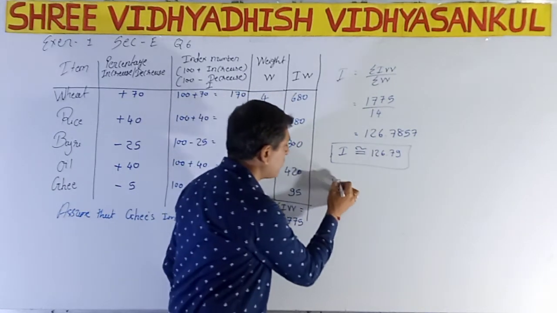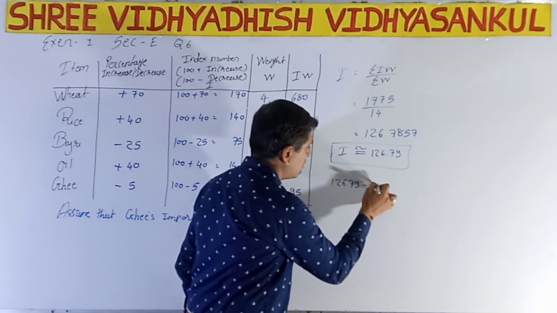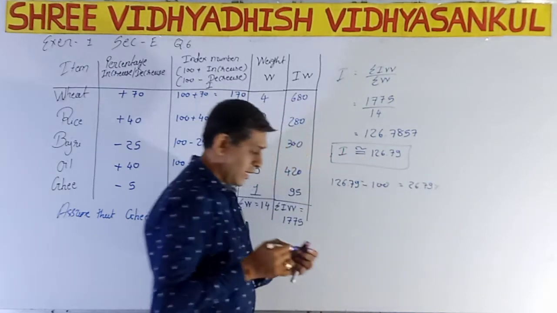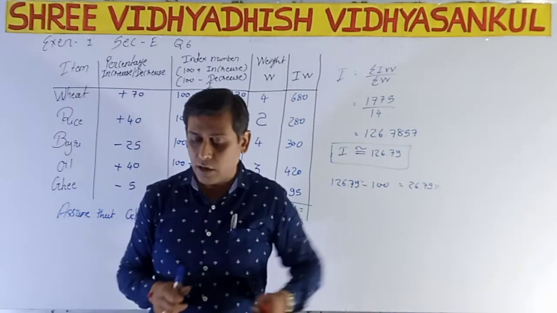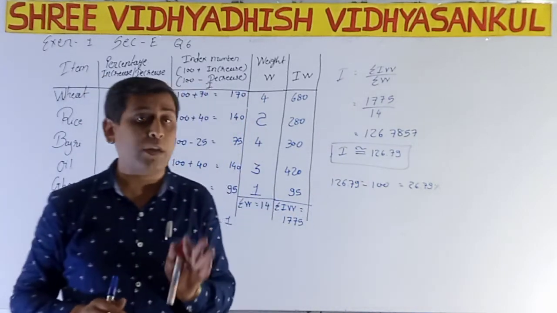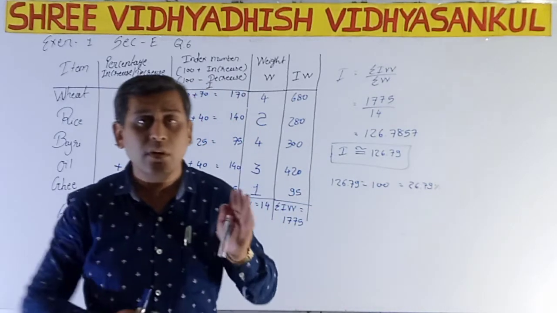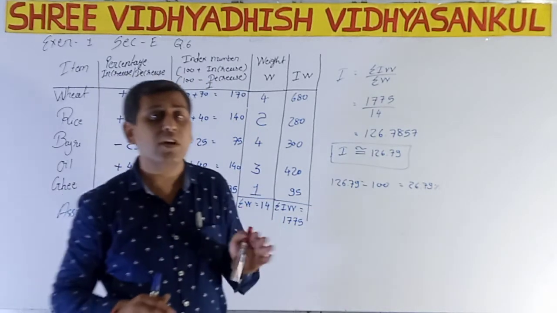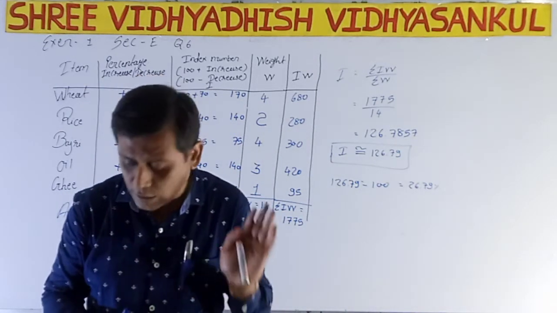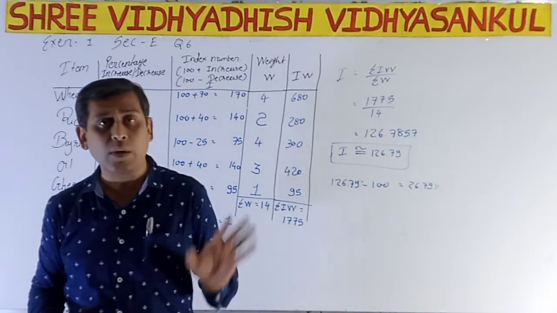See here, you can subtract that and write down that 26.79% is the increase in the price of the items in the year 2015 with respect to the base year 2010, or you can say as compared to the year 2010. Okay, so here your doubt will be solved.